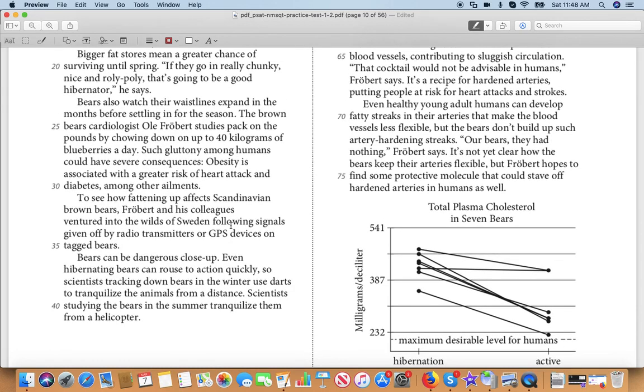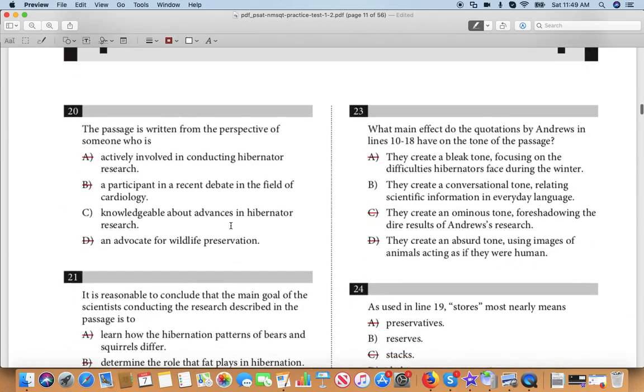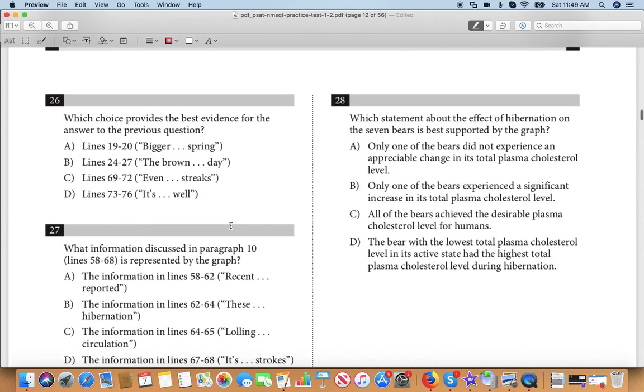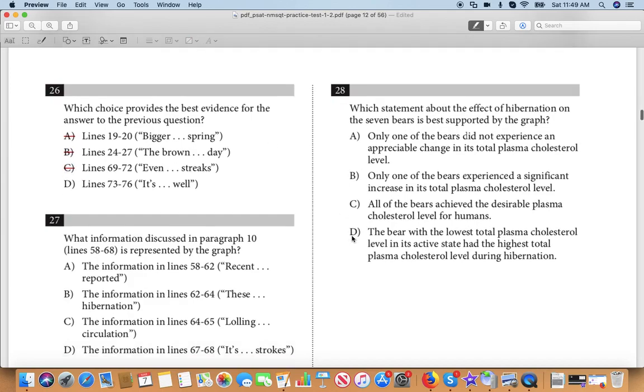Even healthy young adult humans can develop fatty streaks in their arteries that make the blood vessels less flexible, but the bears don't build up such artery hardening streaks. Do we see anything there about his hypothesis as to why they don't? Yeah, it doesn't really say anything about the hypothesis. It mentions that their arteries don't harden, but it doesn't say anything about why. So it's kind of on topic, but it doesn't answer the question. You can see why that might be a little bit tempting. Yeah, for sure. 26 is D. Excellent.